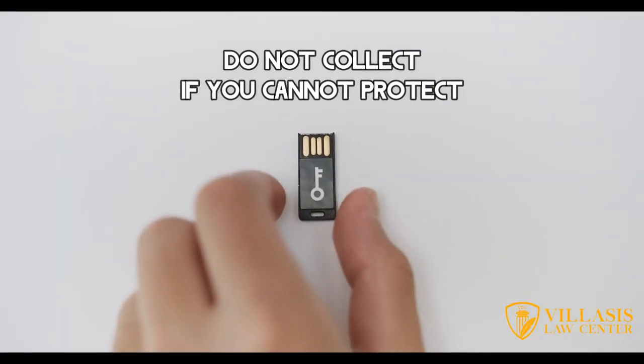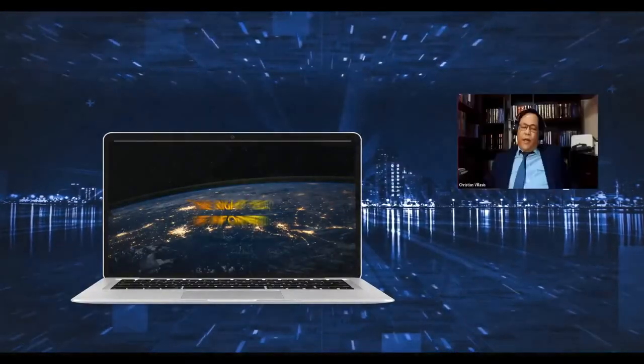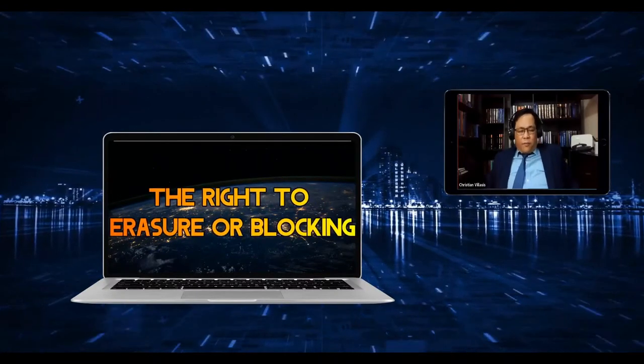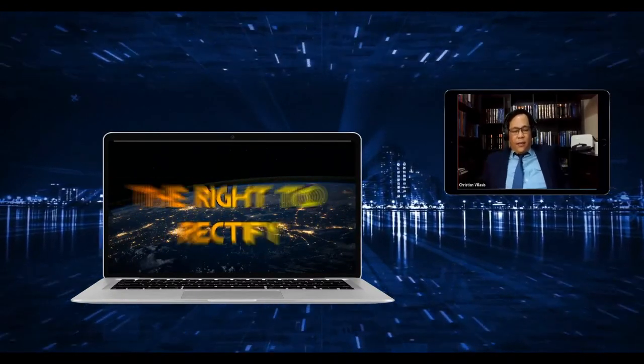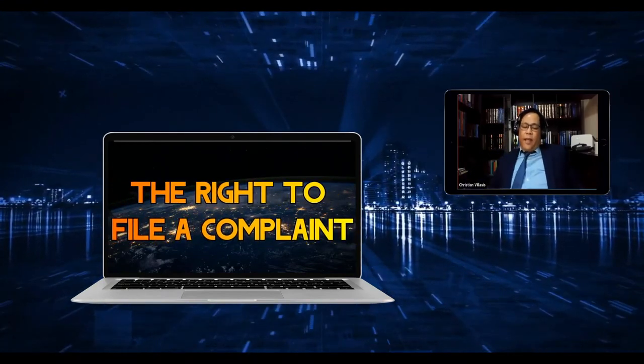We were reminded by the National Privacy Commission that the cardinal rule, if you talk about processing of data information, is do not collect if you cannot protect. The primary impact of the Data Privacy Act, my friends, are the 8 rights provided by law. Very important. You talk about the right to be informed, the right to access, the right to erasure or blocking, the right to object, the right to rectify, data portability, the right to file a complaint, and of course, the right to damages.